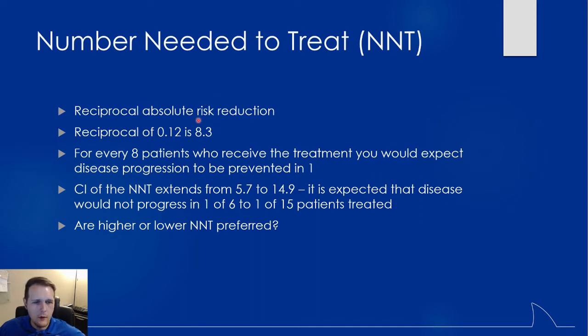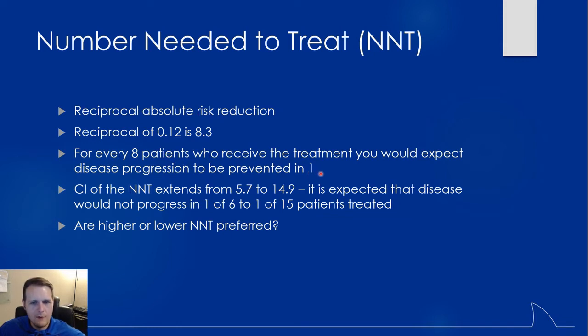Okay, and so what we can do actually is just get the reciprocal of the absolute risk reduction here. So again, 12% was that absolute risk reduction. If I take 0.12, which is 12%, and then flip that over, right? And then we basically get 8.3. And essentially what that means is that for a patient with a stable CD4 count with HIV, I would have to treat 8 patients in order to prevent progression in one patient.